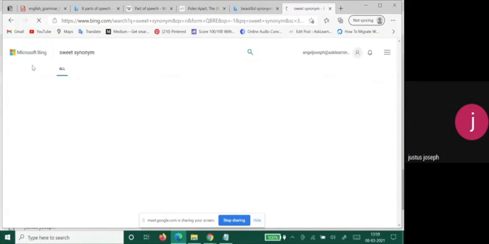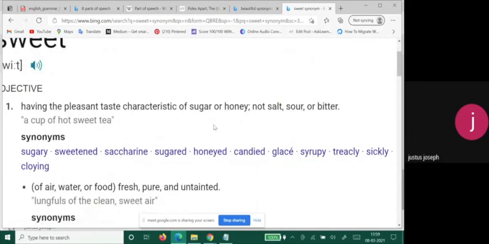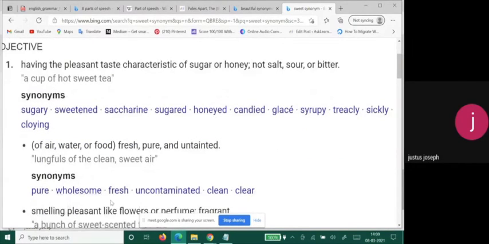Synonyms of the word sweet. Honeyed, that's the word. Candied, honeyed. Okay. Syrupy, cloying. All those words can be used. This is another good word, wholesome, which can be used with food. Wholesome. The wholesome cake. Okay.